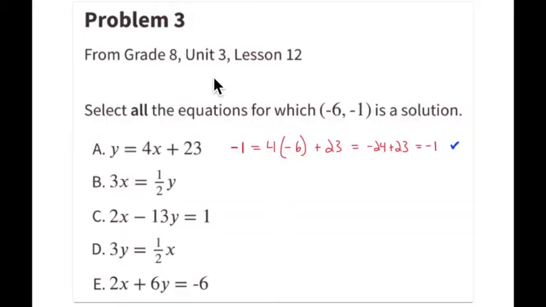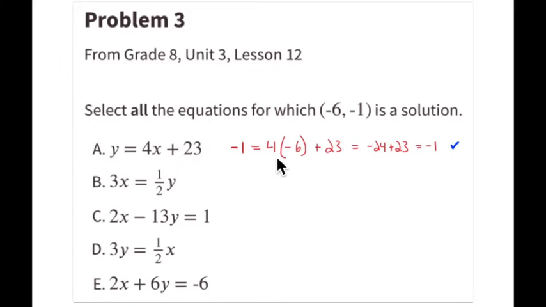This is problem number 3, in which you are supposed to check each of these equations to see if point -6, -1 is a solution to these equations. And there are a couple ways, at least a couple ways to do this. I'm going to show you 2 ways, plus I'm going to graph each of these equations and show you what this solution to the equation means on a graph. So what I chose to do first is just replace x with -6 and y with -1 and solve each side to see if they do in fact come out to be equal.